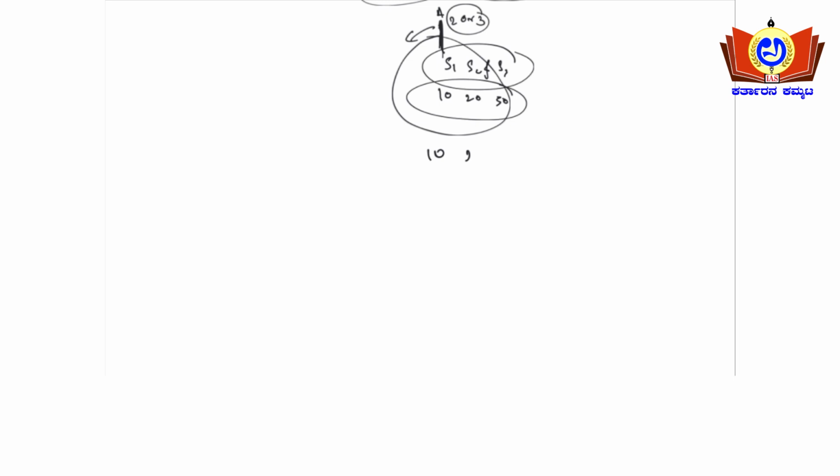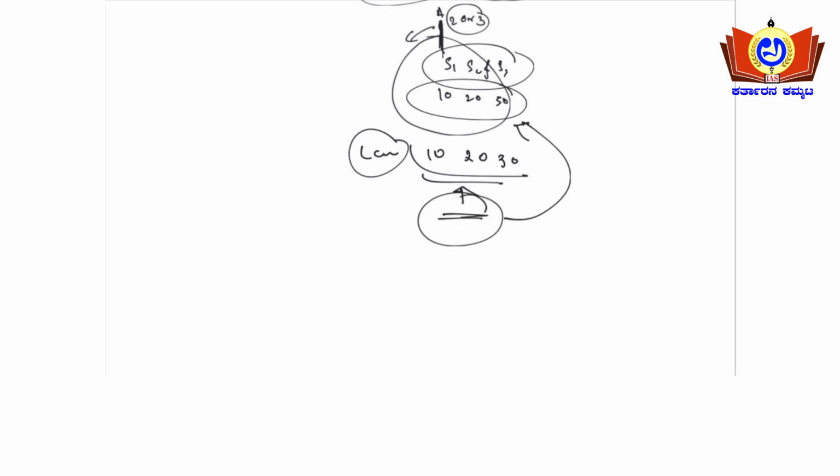When they will first meet, you need to take the LCM of 10, 20 and 30. So what is the result here? The result that comes is when they will be meeting for the first time on the circular track. These are some of the basic concepts about circular motion.